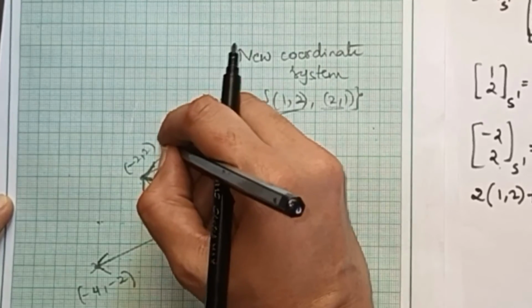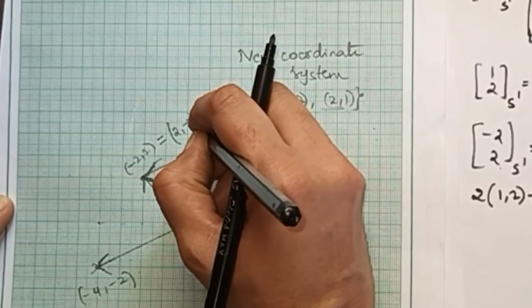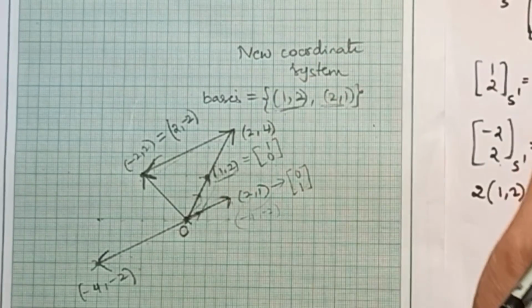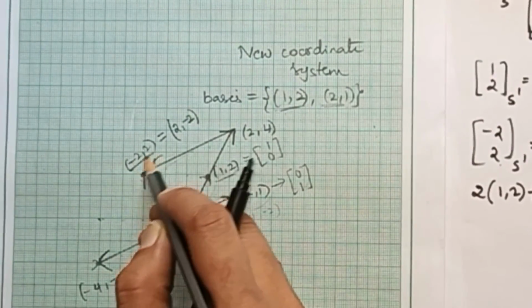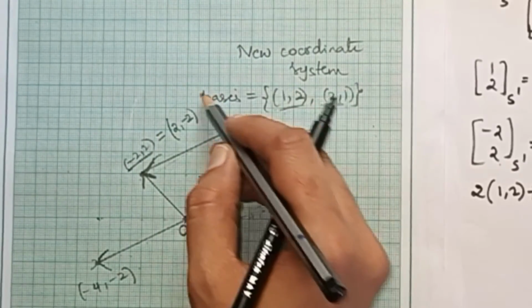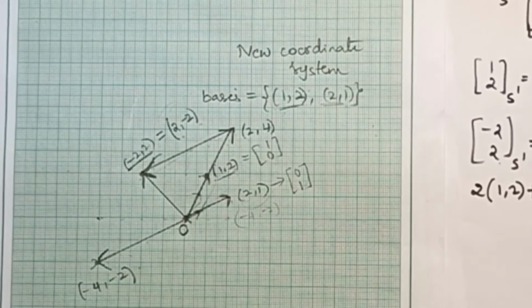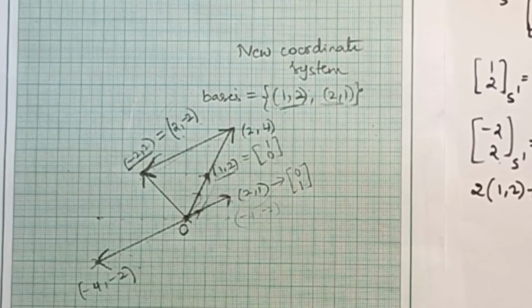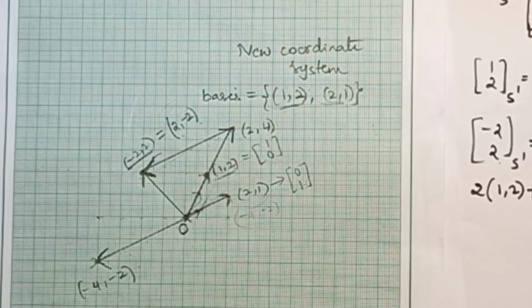But in the new system, it is called (2, -2). Correct? When you change the basis once again, the representation changes. Same vector, it was (-2, 2). Now, with respect to this basis, it is called (2, -2). Hope you understood what a coordinate vector is and how to find the coordinate vector for the given vector.